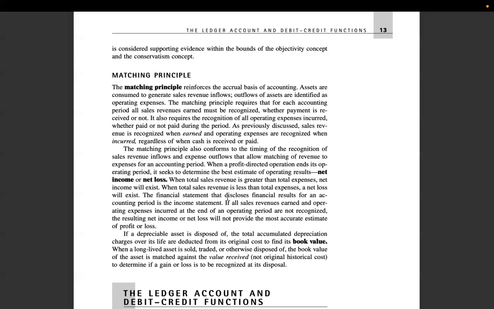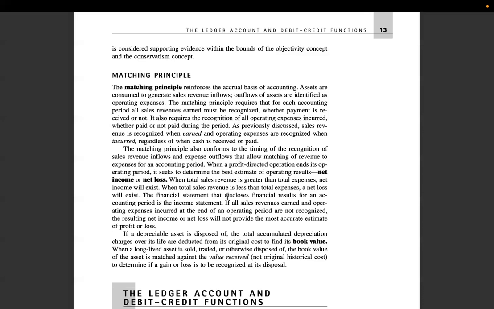The matching principle requires that for each accounting period, all sales revenues earned must be recognized, whether payment is received or not. That's income, right? That's inflow, right? So you've got to recognize all of them. That's my point. Else it cannot accurately reflect your revenue, right? Make sense to you?